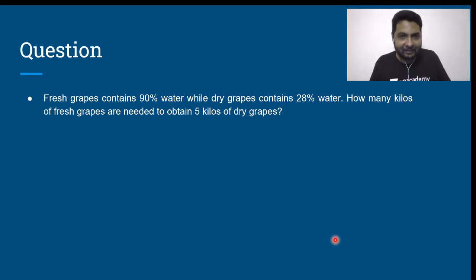This is also an interesting question. Fresh grapes contain 90% water, while dry grapes contain 28% water. How many kilos of fresh grapes are needed to obtain 5 kilos of dry grapes? You have 1 minute time.